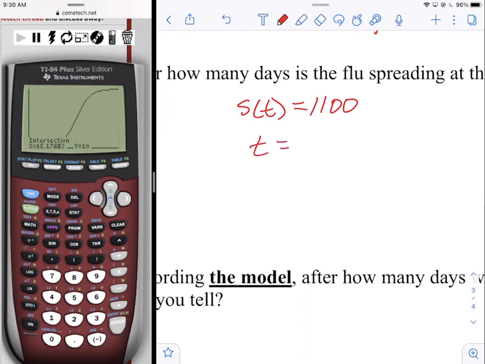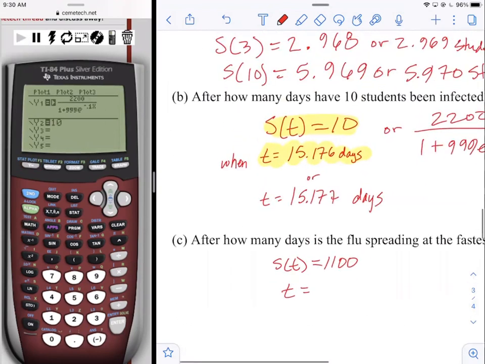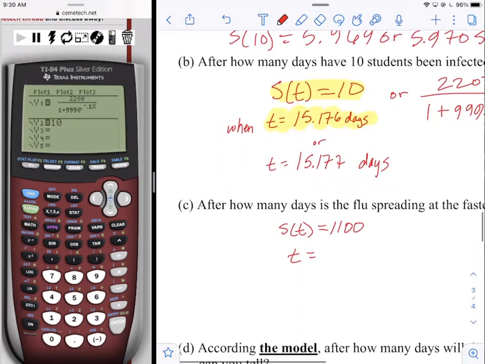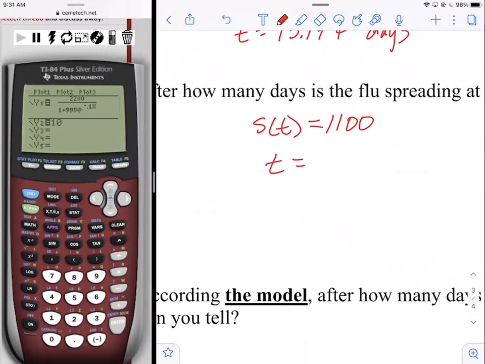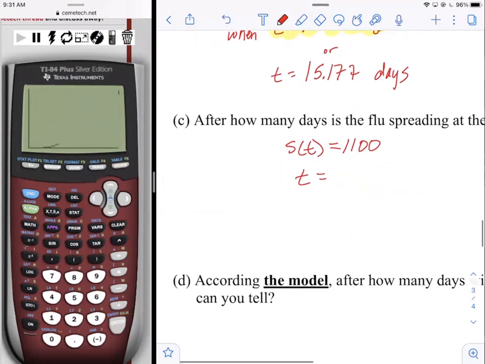It's the second verse to the same song that we just sung on part B. You remember the song we sung on part A? But I'm talking about the song we sung on part B. So instead of just putting a 10 here, I'll put a what? 1100. And then I'll hit graph. And watch, it's going to go ahead and graph the S curve again.